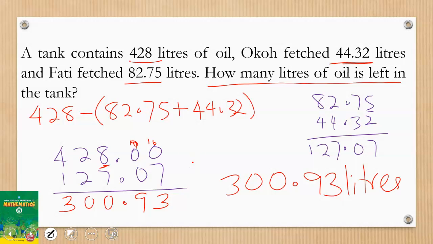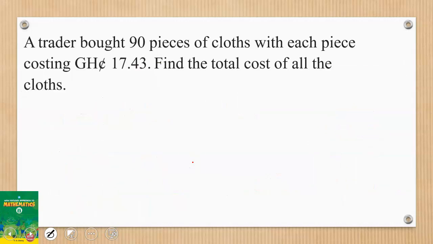Let's take another example and see. A trader bought 90 pieces of cloths with each piece costing 17 cedi 43 pesewas. Find the total cost of all the clothes. So if I have 90 pieces and each is 17.43, then I'm just doing 90 times 17.43 to get a total cost of all the clothes. Right, so how do we do this?